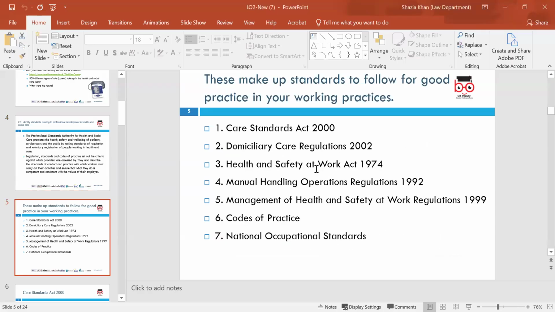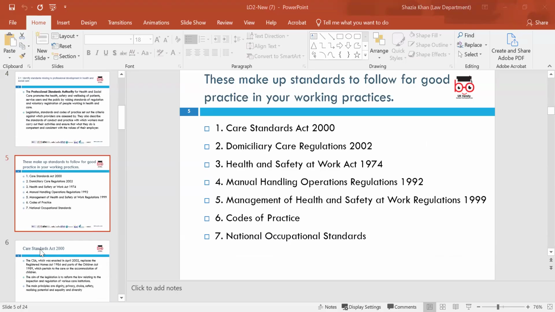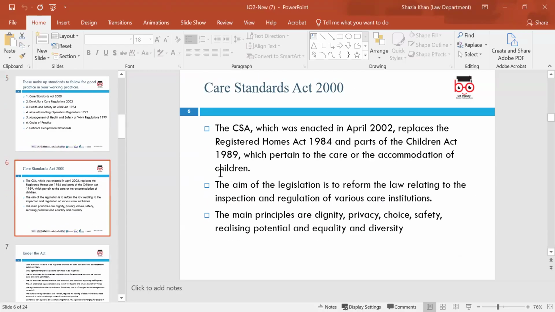There are some laws that we need to look at in regards to making practices safe for the individual. The first one is the Care Standards Act 2000. Why is it so important, Catherine, to follow laws? Is Catherine on? Catherine? Can you hear me? Yes, now I can. Why do you think it's so important to follow laws?